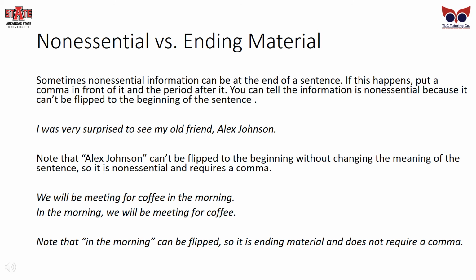Non-essential versus ending material. Sometimes non-essential information can be at the end of a sentence. If this happens, put a comma in front of it and the period after it. You can tell the information is non-essential because it can't be flipped to the beginning of the sentence. Consider the following example. I was very surprised to see my old friend, Alex Johnson. Note that Alex Johnson can't be flipped to the beginning without changing the meaning of the sentence, so it is non-essential and requires a comma.